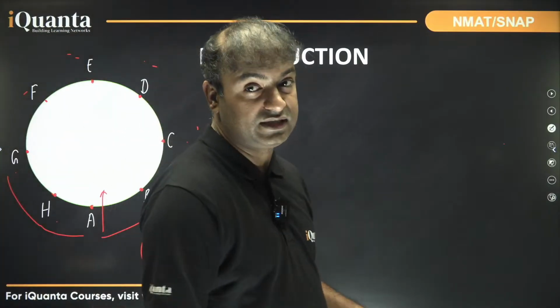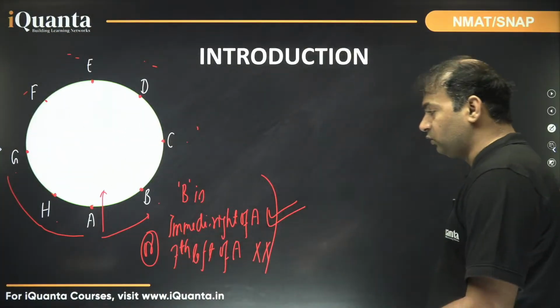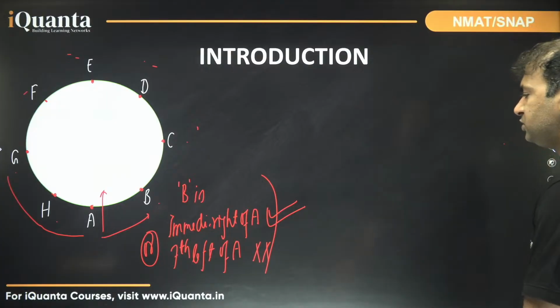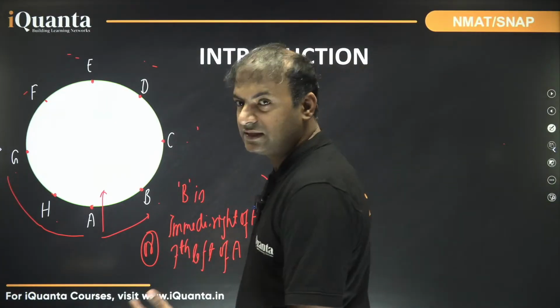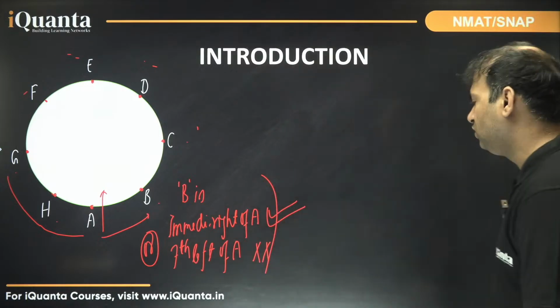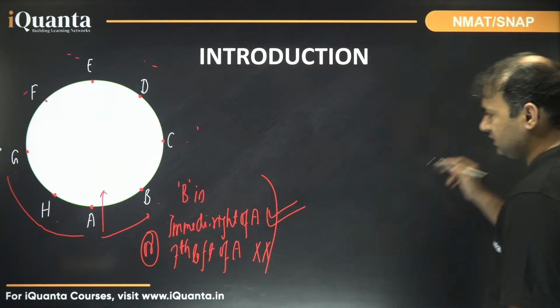I hope you guys understand this, right? Very interesting point that was. Okay, B is immediate right of A will be preferred over seventh left of A because it has the lesser distance. Okay, now we'll be discussing a more interesting point on this, right?